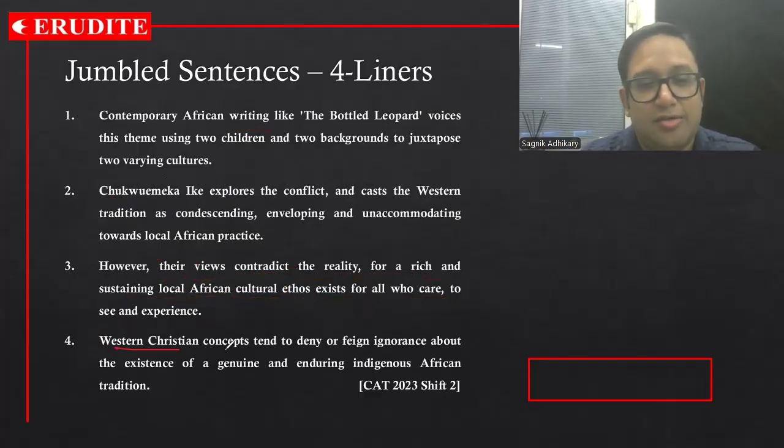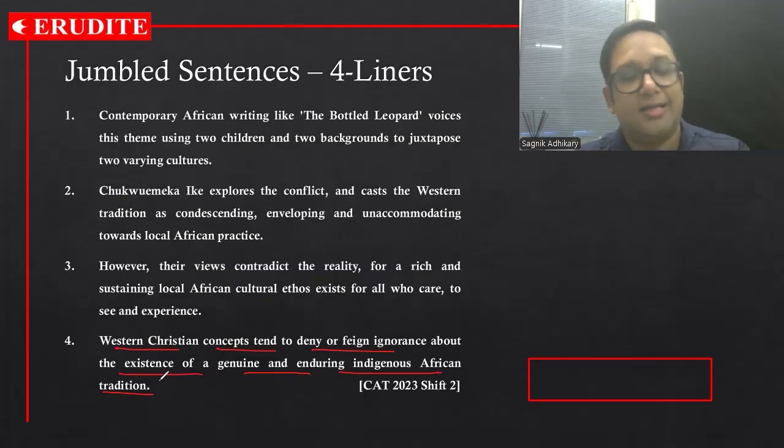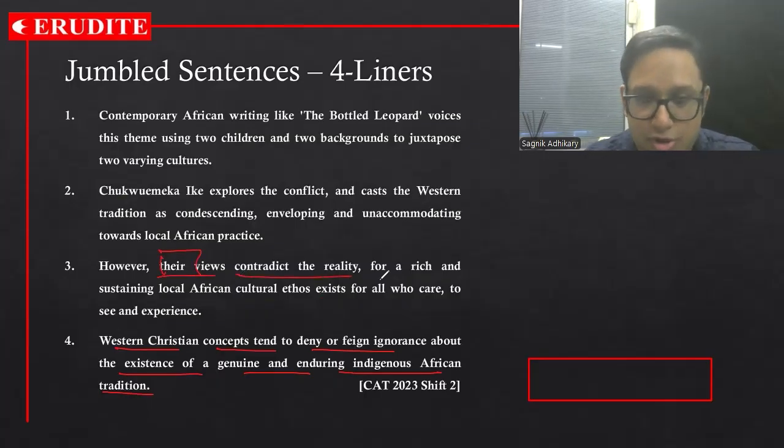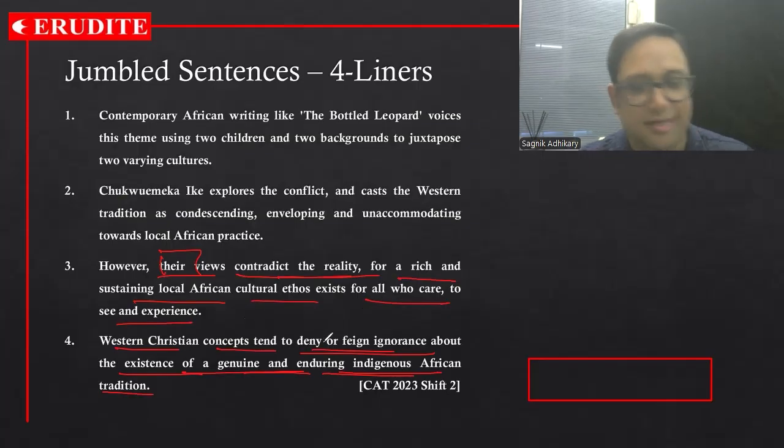Finally, the fourth statement says Western Christian concepts tend to deny or feign ignorance about the existence of a genuine and enduring indigenous African tradition. Now, this we can see clearly connects with their here. Their views contradict the reality because they deny or feign ignorance about the existence of a genuine and enduring indigenous African tradition. However, their views contradict the reality, for a rich and sustaining local African cultural ethos exists for all who care to see and experience, even if they deny that such a cultural ethos exists, even if they feign ignorance. They say that we don't know about it. But anyone who wishes to find out, wishes to read about it, for them it does exist. So clearly, 3 and 4 are connected. Let us begin with that.